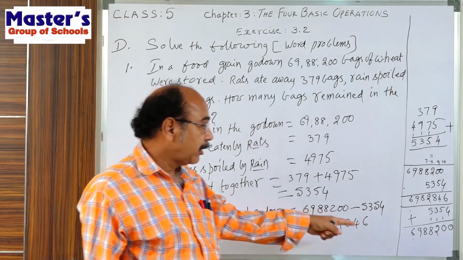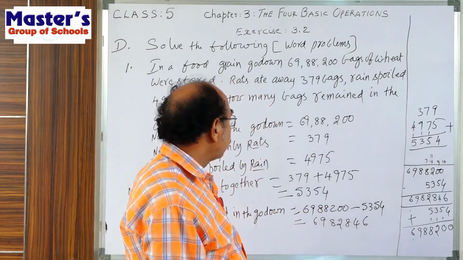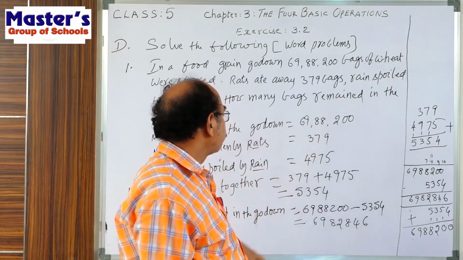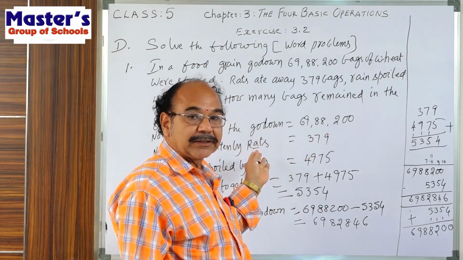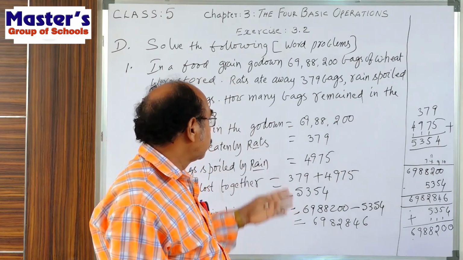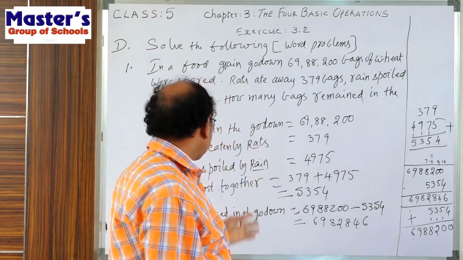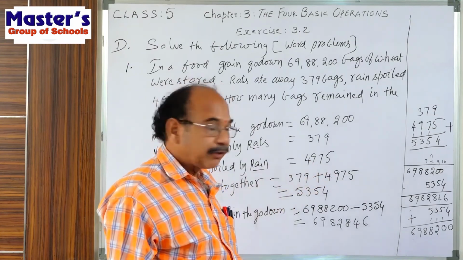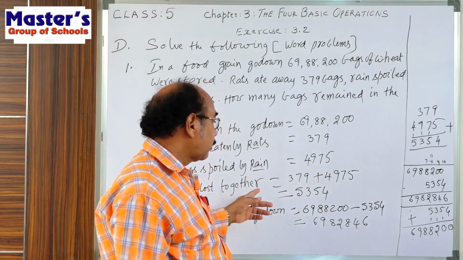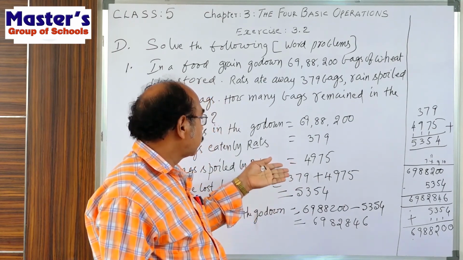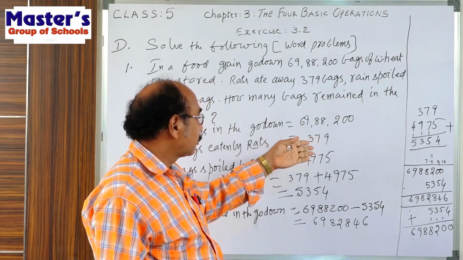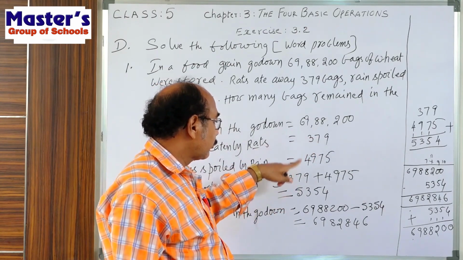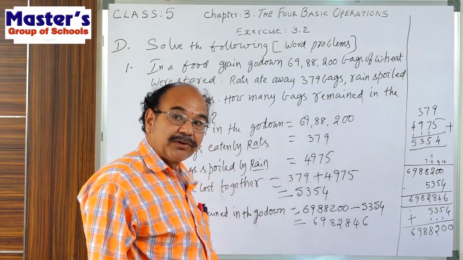Like this we can check the answer. Okay children. So in the very beginning this much of bags was stored. Now rats ate some bags, 379, and some bags were spoiled by rain, 4,975. So here we add both, that means bags affected by rats and bags spoiled by rain. Both are added. 5,354 you got.